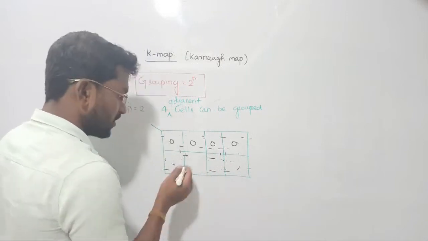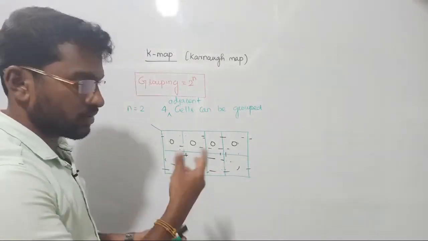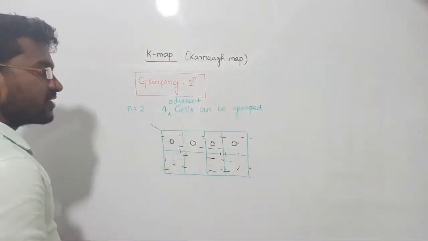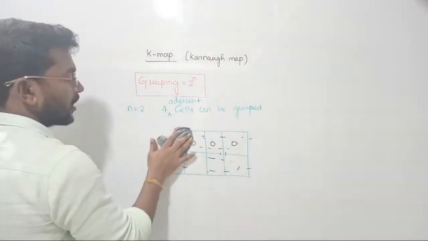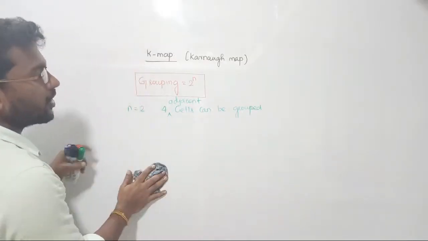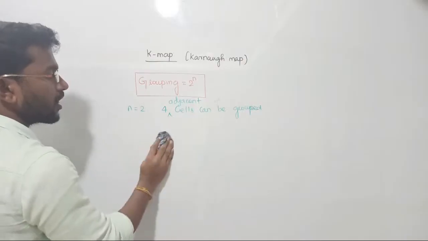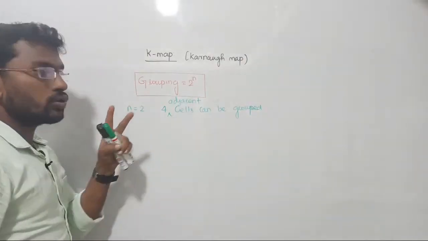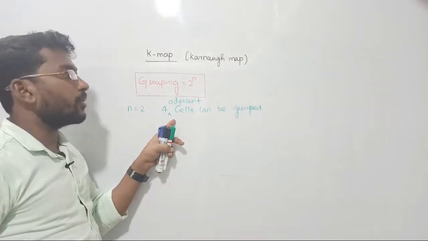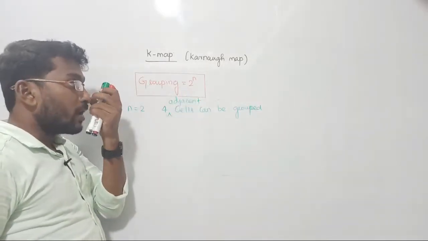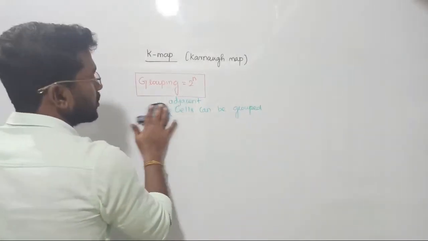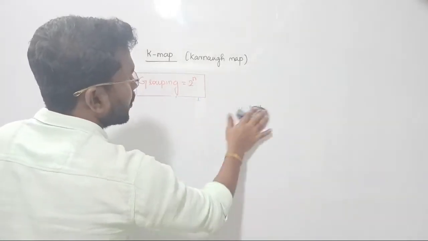Here it is not possible, no? First we'll complete the 8 variables, and then I will take 16 cells and demonstrate. For an example, if I consider n equal to 3, then 2 power 3 will become 8. So directly first 2 adjacent cells can be grouped. Now 4 adjacent cells can be grouped. When I put n equal to 3, automatically 2 power 3 will become 8. So the next possibility is 8 adjacent cells can be grouped together.